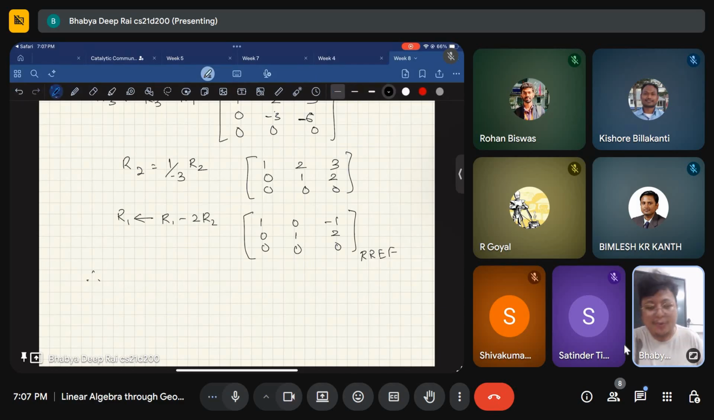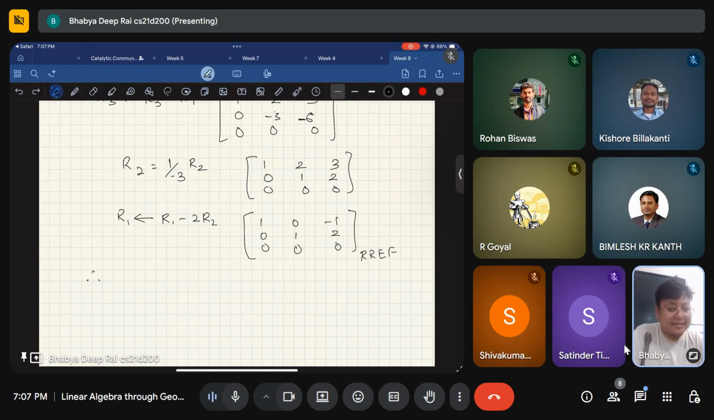Why is this the basis? Firstly, note that when I do row operations, I'm simply doing linear combinations. If I'm doing linear combinations between the rows, I'm still in the row space. So no matter if I do row operations, I will always span the same row space. That is the first condition of being a basis for row space. I will still span it.